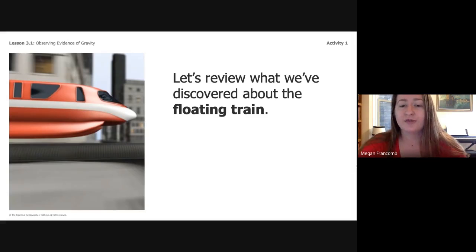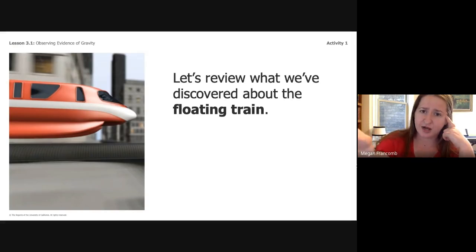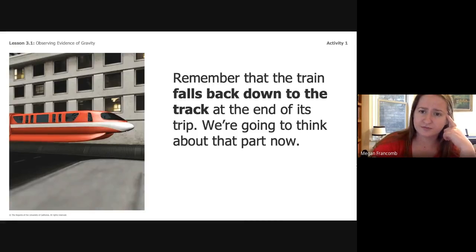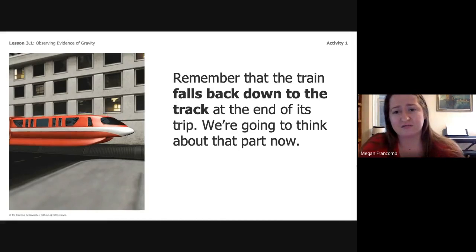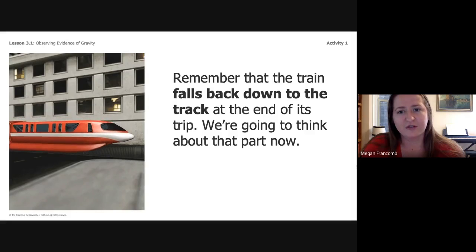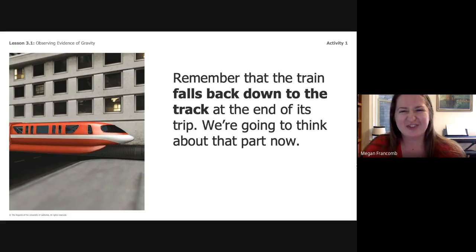The people of Faraday need an explanation for why the train rises, floats, and falls back down. So let's review what we've discovered about the floating train. Think to yourself. What did you learn last week that explained why the train was able to rise and float? Then remember at the end of the video that the train falls back down to the track at the end of its trip. We're going to think about that part now.